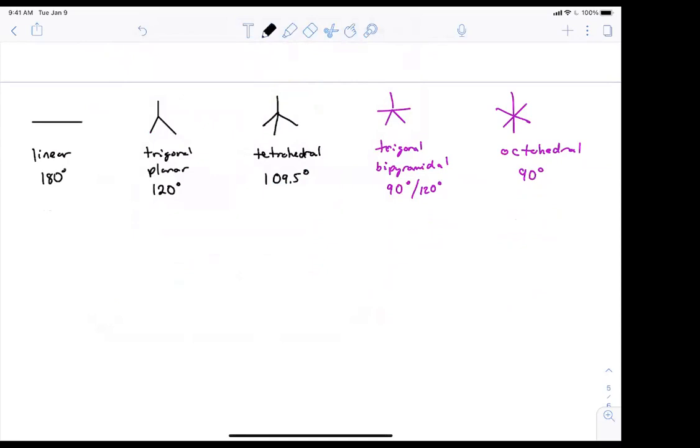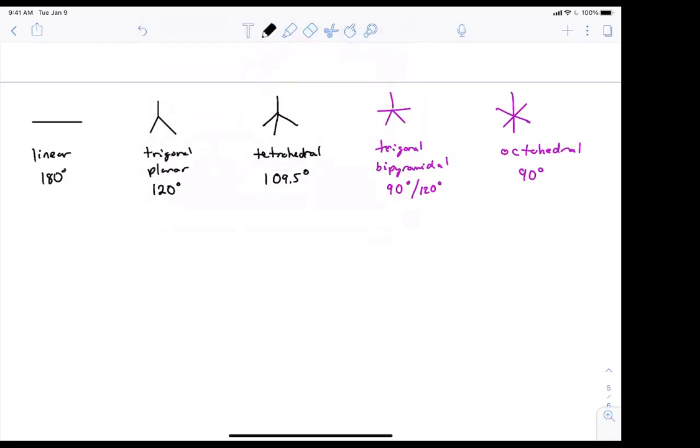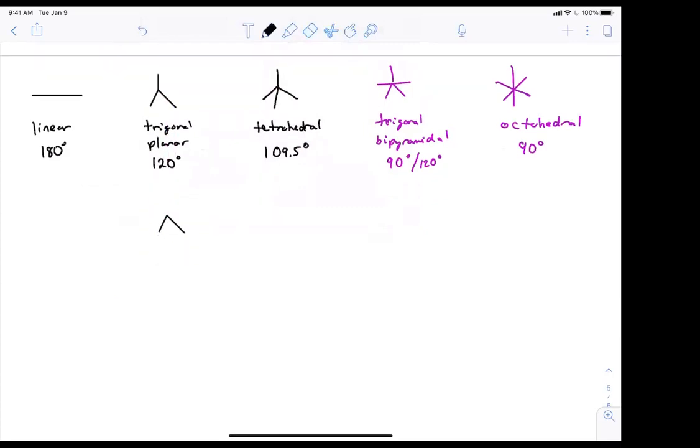Now, linear, you can't really have any different shapes, but trigonal planar, if you replace one of those lines with a lone pair, you would remove that line from the shape. And so what I would do is take that line and remove one. Like I would cover it up with my hand if I was drawing this on paper, because this would now be a lone pair.